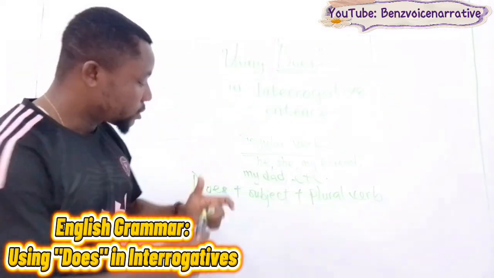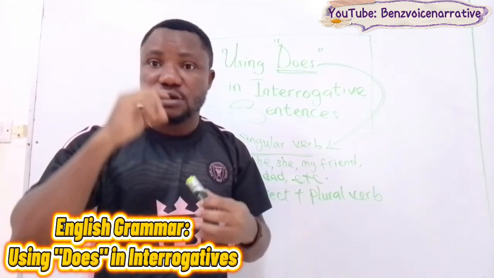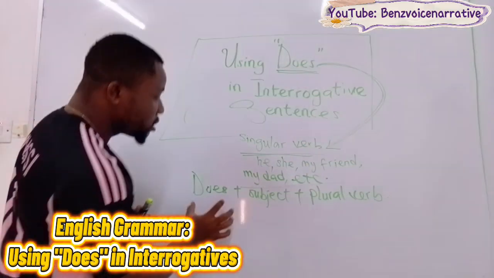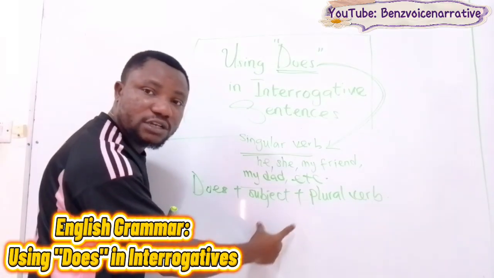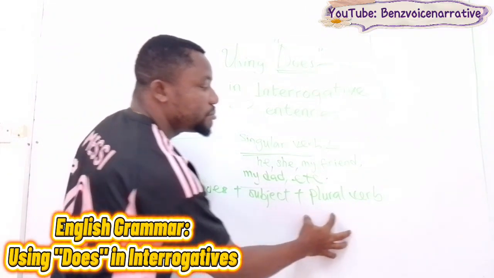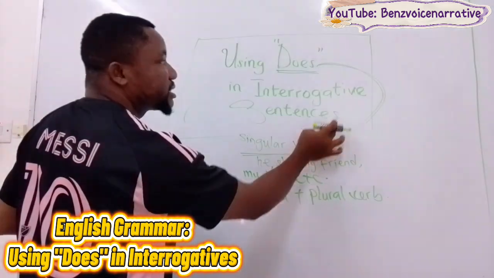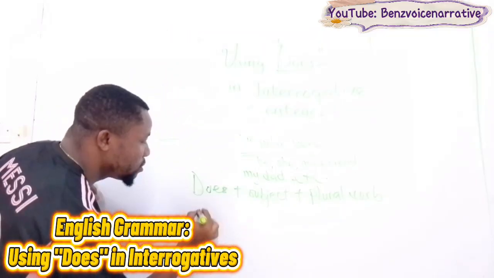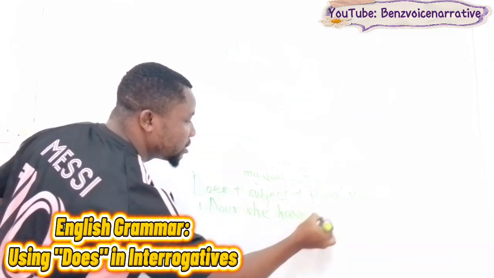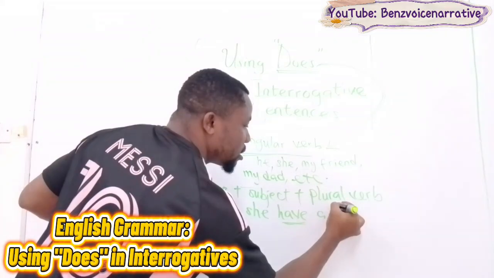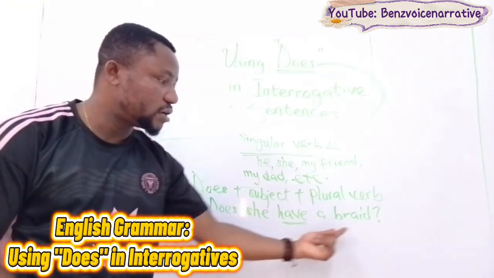Anytime you want to use does to ask questions in the English language, you use it to ask questions about one person, a single individual. So the formula is use does with a singular subject, a singular noun, a singular pronoun. Then after the subject, you mention a plural verb. So let's have examples of interrogative sentences with does fronting the expression. One, does she have a braid?